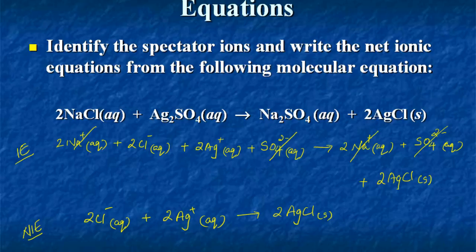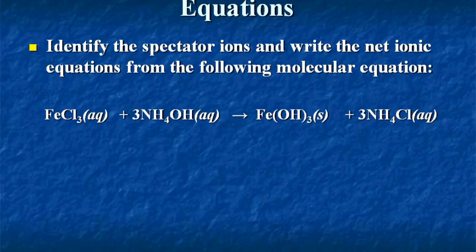Alright, let's do one more example and then we will do a clicker question on this. So again, identify the spectator ions and write the net ionic equation from the following molecular equation. I won't say much, just tell me what to write. I am writing the ionic equation. If I am doing something right, I am just going to write whatever you say. If it is something wrong, somebody has to identify that and let me know. I won't say a word.